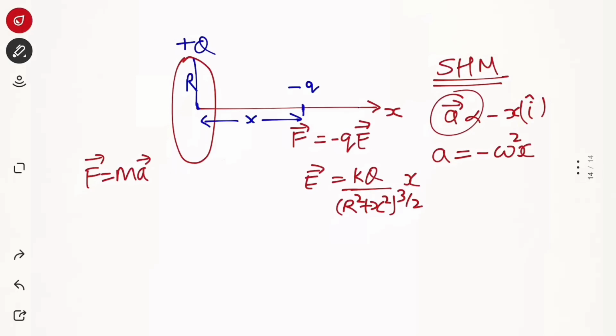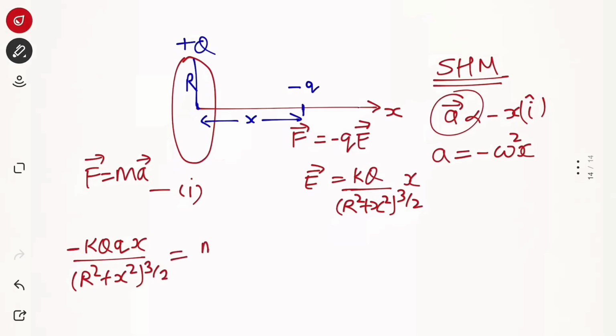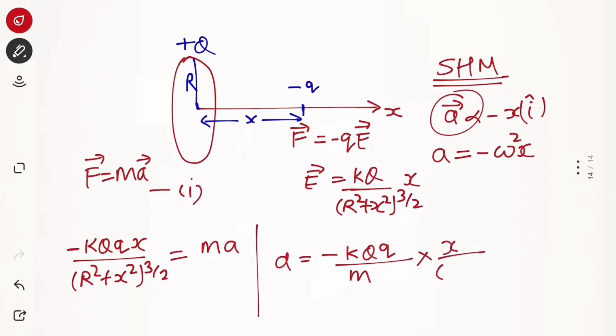So using this equation, Newton's law, we can write force will be how much? It will be minus kQq divided by (r square plus x square) power 3 by 2, into x, and that would be equal to m into acceleration. Got it? Now let me write it using scalar. So we can write that the acceleration would be minus kQq divided by mass into x divided by (r square plus x square) power 3 by 2.